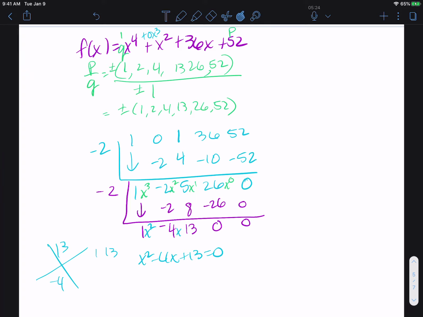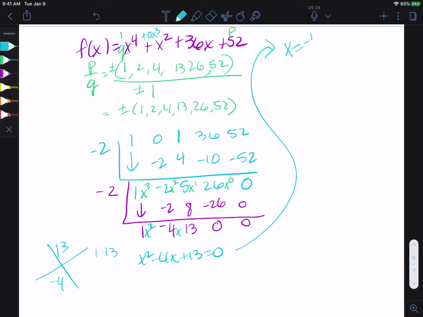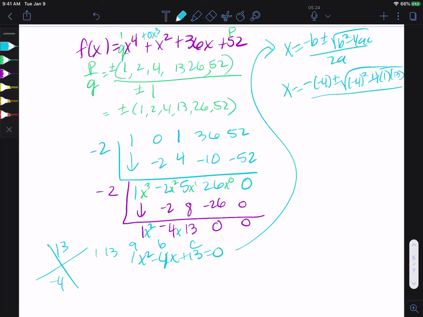So if we use our quadratic formula, I'm going to come up here. We have x equals -b plus or minus the square root of b squared minus 4ac all over 2a. So remember, b is the thing with x. A is the thing with the x squared, and c is by itself. So we have x equals -4 plus or minus the square root of -4 squared minus 4 times a, which is 1, times c, which is 13, all over 2 times a, which is 1.